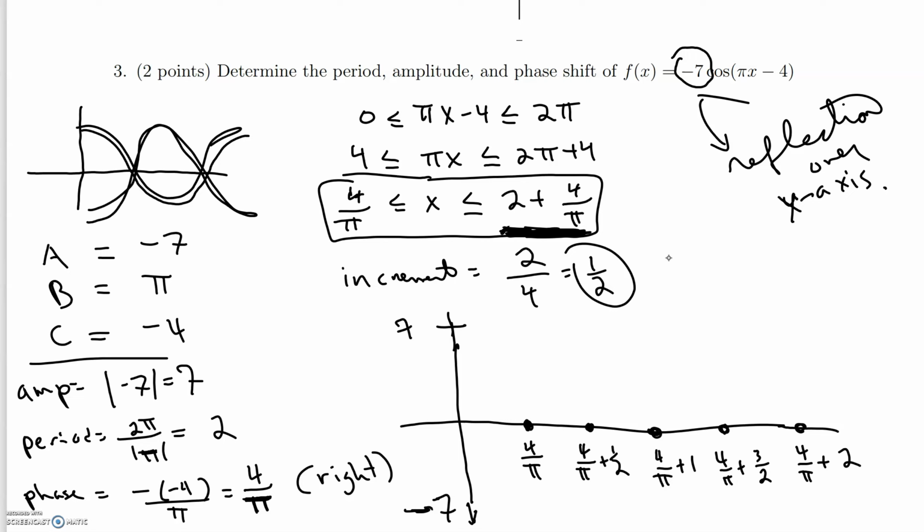Okay. So this is going to be my first point down here. Then I'm going to be at 0. Then my high point is right in the middle. And then back to 0, and then back down here. So that is going to look like that, more or less. A rough sketch of negative 7 cosine pi x minus 4.